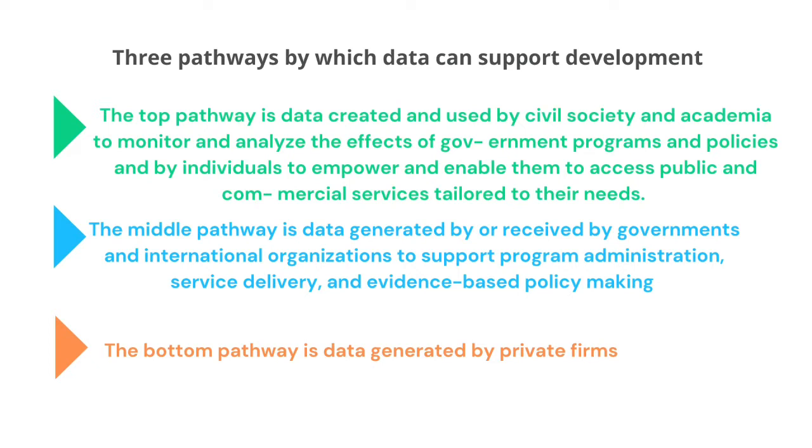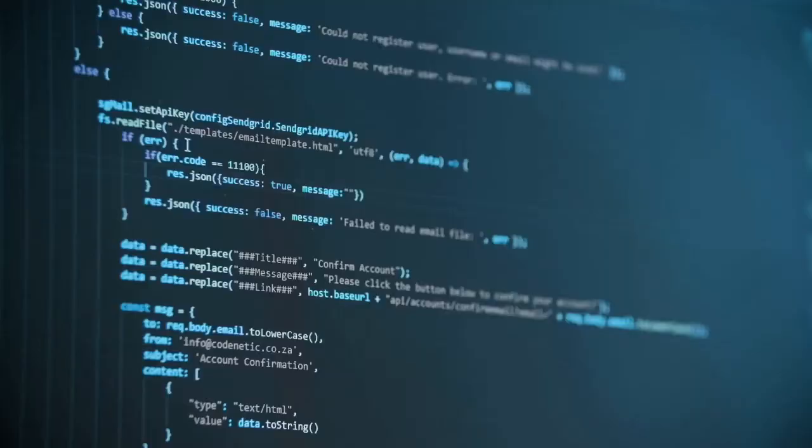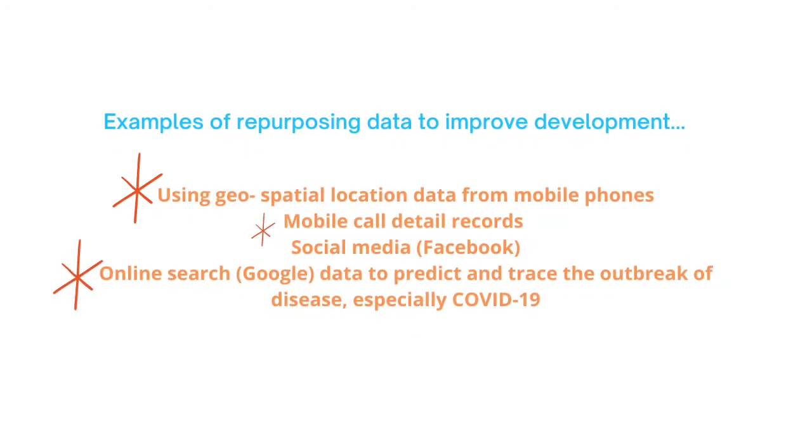The first one is used and created by civil society and academia to monitor and analyze the effects of governmental programs and policies, and by individuals to empower and enable them to access public and commercial services tailored to their needs. The second one is data generated by governments and international organizations to support program administration, service delivery, and evidence-based policymaking. The bottom pathway is data generated by private firms. As examples, we have using geospatial location data from mobile phones, mobile call detail records, social media like Facebook, and online search like Google, to predict and trace the outbreak of diseases.